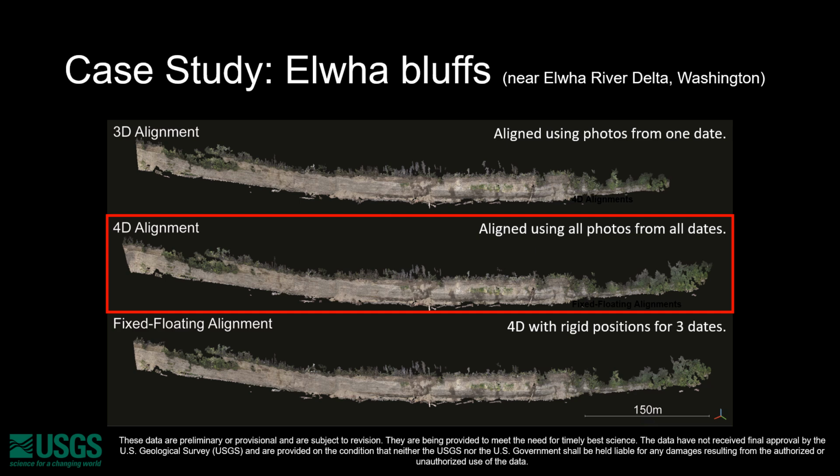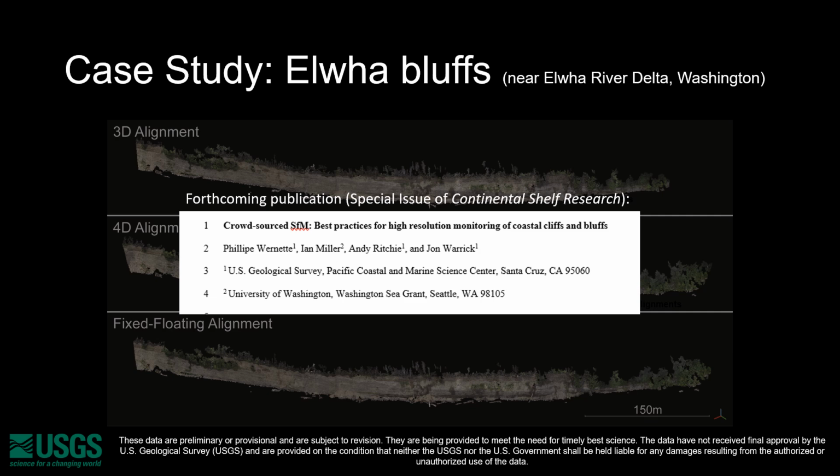removals. So there's a couple different approaches you can use to process your photos into a 3D dense point cloud. You can use a 3D alignment, 4D, or fixed floating. The 3D is the most common one used, where you have photos from one date that are aligned only with that date being processed. For purposes of going forward with this presentation and this project, we're going to focus on a point cloud derived using a 4D alignment because it tends to have more accurate results with less residuals and fewer outliers. If you want more information about this, there's a forthcoming publication in the special issue of Continental Shelf Research.